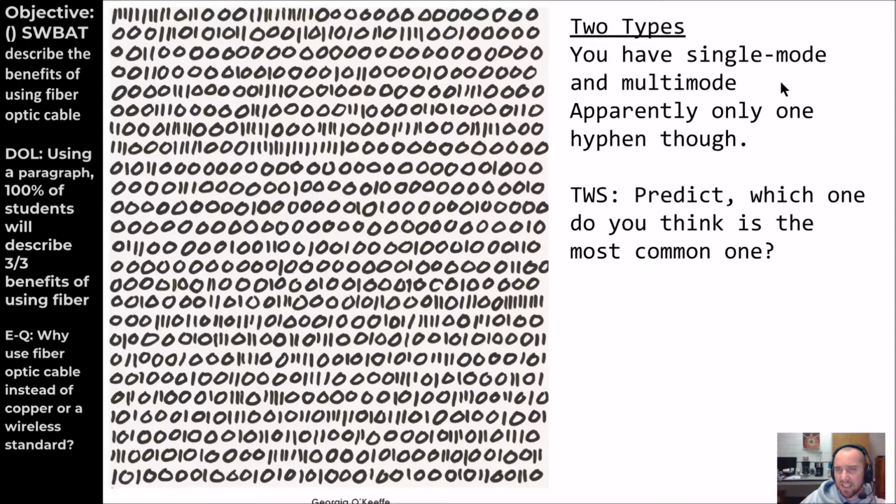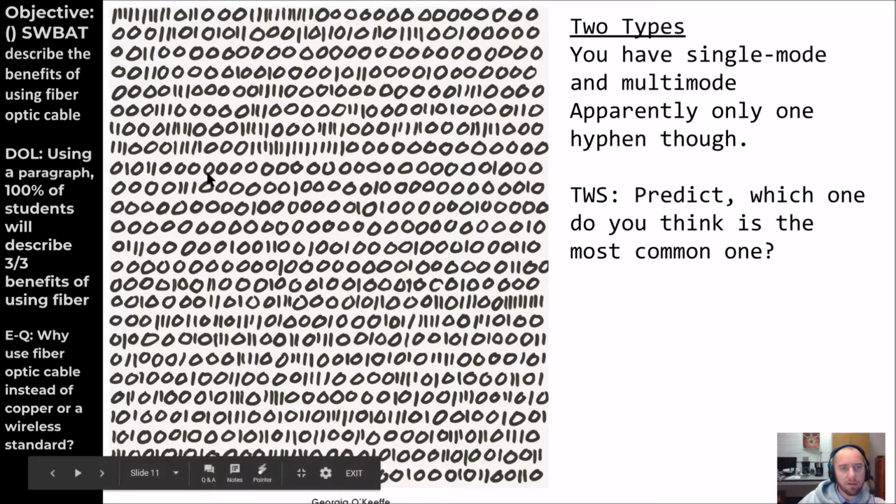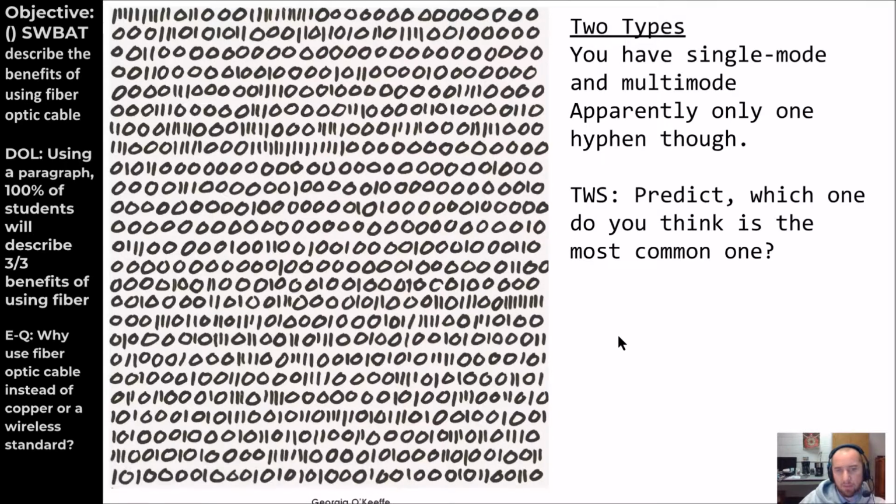I suppose that's an English language thing. But your think right share here is: predict which one do you think is the most common one? The single mode fiber optic cabling or the multi-mode? I mean, at the end of the day, they are both just delivering ones and zeros to you. Which one is the more common one?